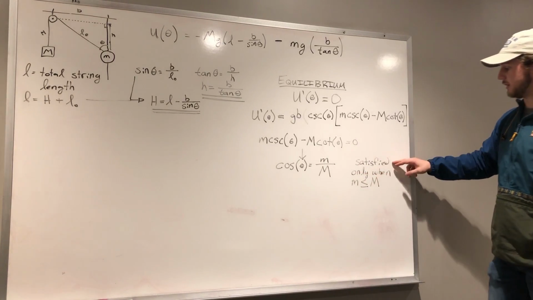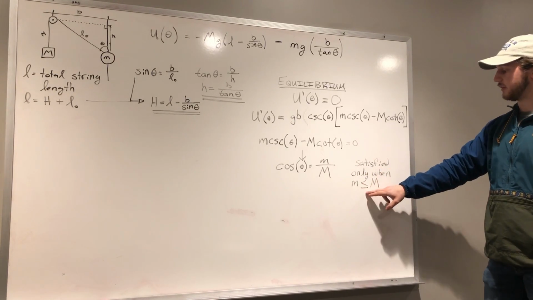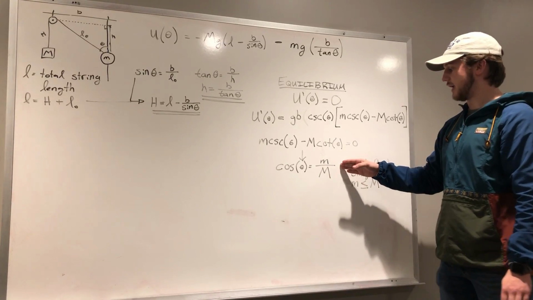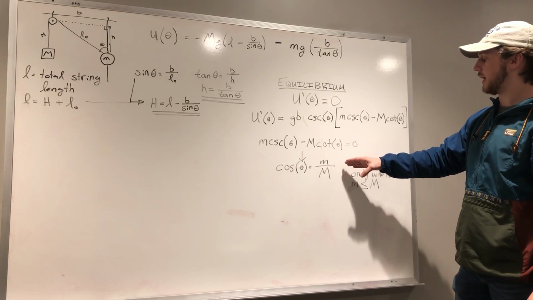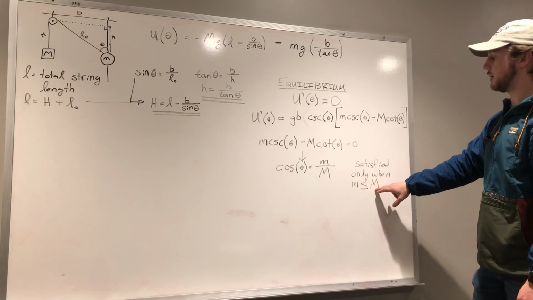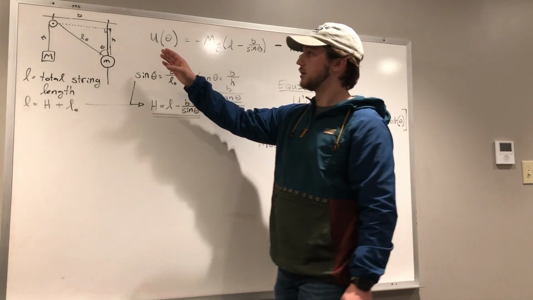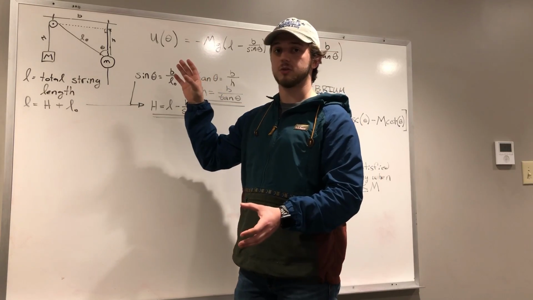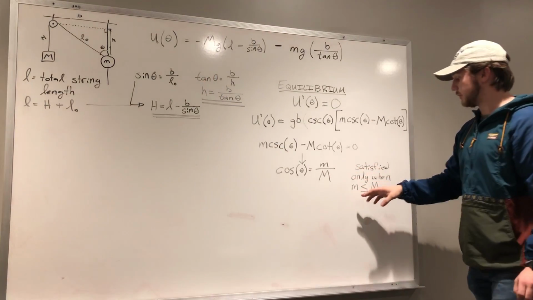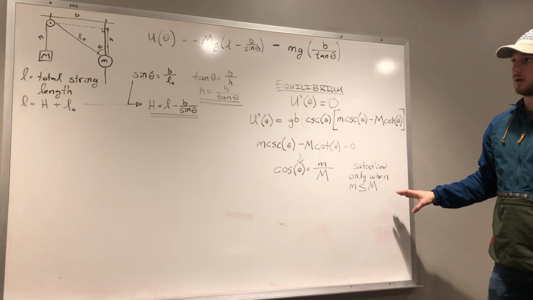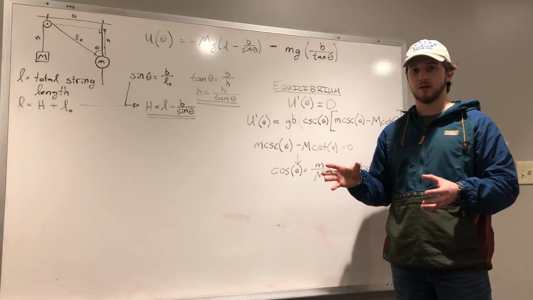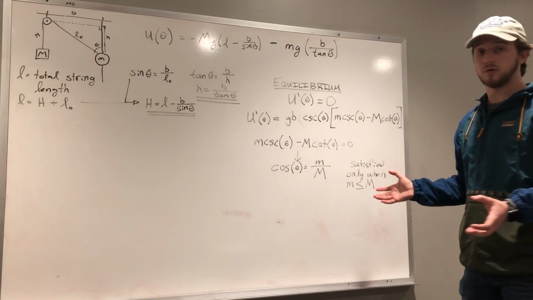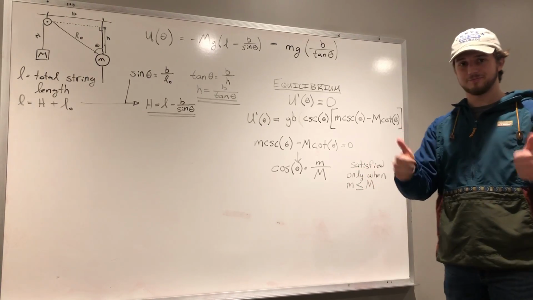Now this is only satisfied when little m is less than or equal to big M. And you can see that basically any time that little m is less than big M, there will be some position, theta, that will result in an equilibrium position. When little m is equal to big M, L would have to be infinite in order for there to be an equilibrium position, because then theta would be 0. Cool.